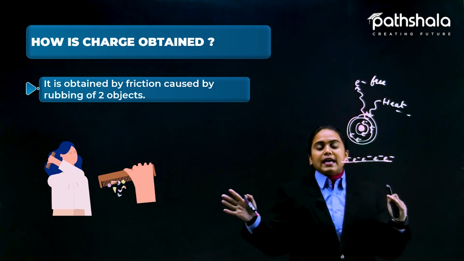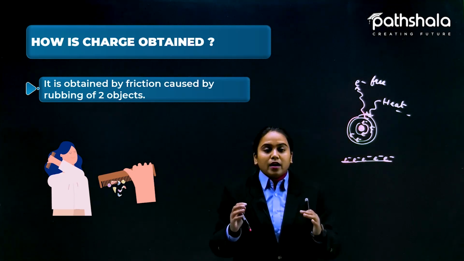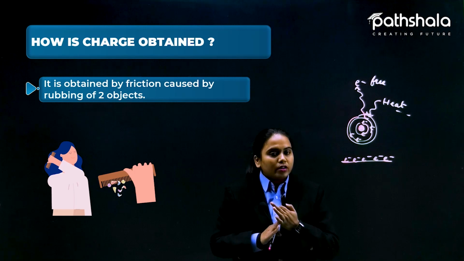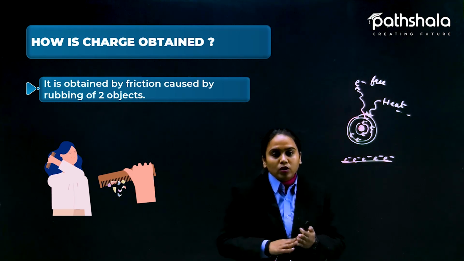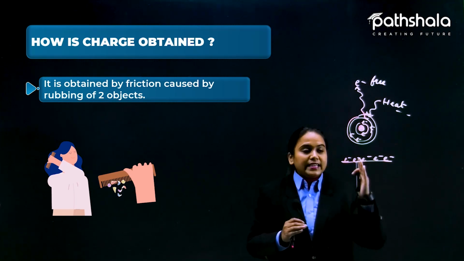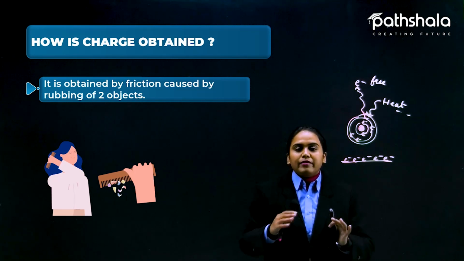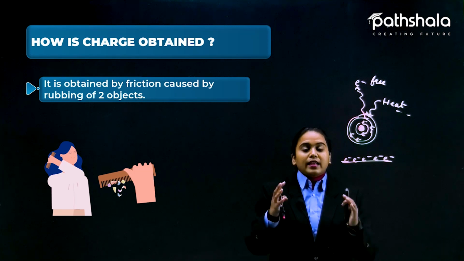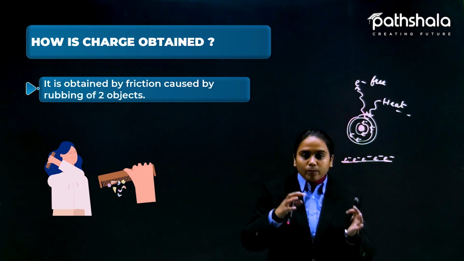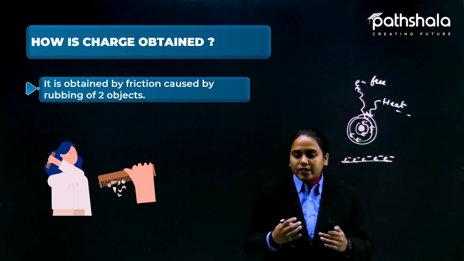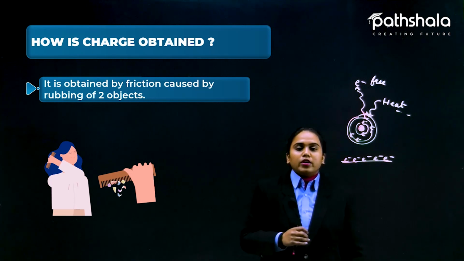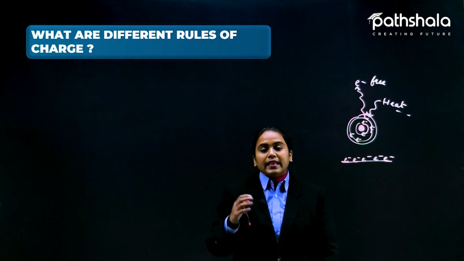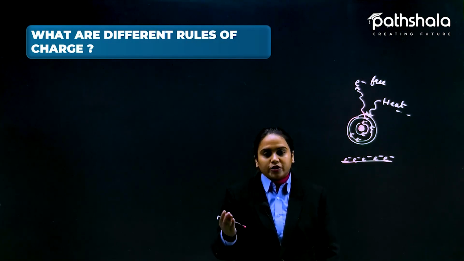There are some other examples also, like when we rub a silk cloth with a glass rod, or an ebonite rod with wool, they would also get these kinds of charges and they will attract different particles, different things around them. These kinds of charges are obtained mainly by friction. So here is another thing that we're going to see, the different rules of charging.